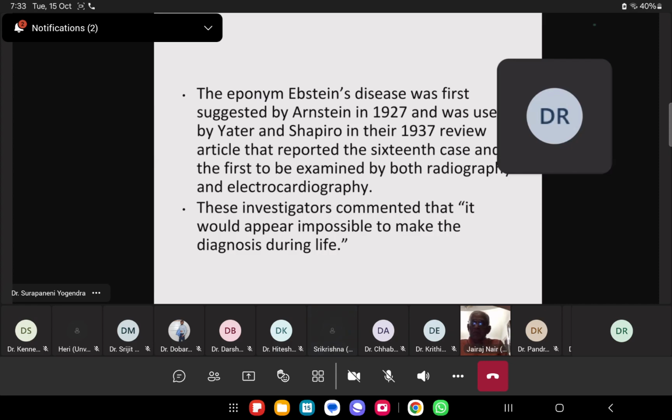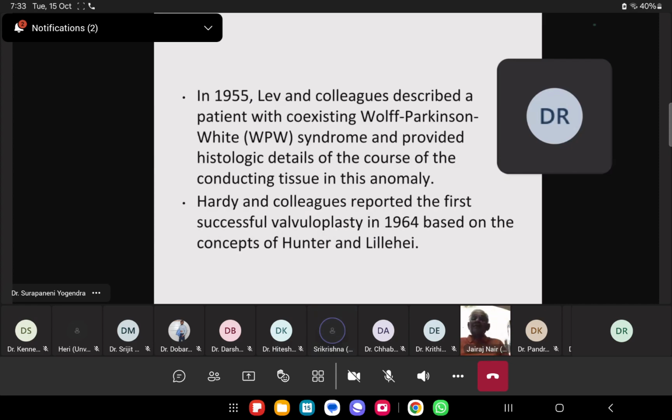In 1955, Leo and colleagues described a patient with coexisting Wolff-Parkinson-White syndrome, with details of the course of the conductive tissue in this anomaly. Hardy and colleagues reported the first successful valvuloplasty in 1964, based on the concepts of Hunter and Lillehei.